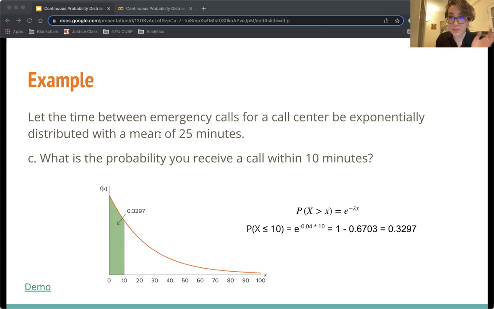So it's important to make sure that there's somebody on the phone line, staffing this emergency response center, because there's a 30% chance that someone will call within 10 minutes. So this can start to inform the capacity needed from the staffing side. So let's talk about how we would compute this using Python. And then the last section in this chapter will be log normal distributions.